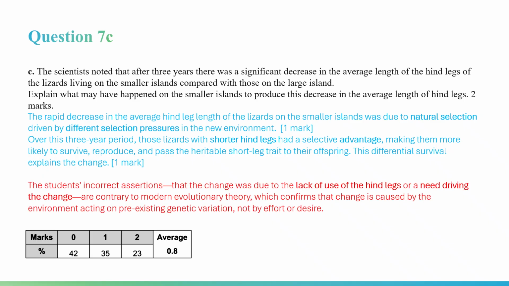The student's incorrect assertions that the change was due to the lack of use of the hind legs or a need driving the change are contrary to modern evolutionary theory, which confirms that change is caused by the environment acting on pre-existing genetic variation, not by effort or desire.